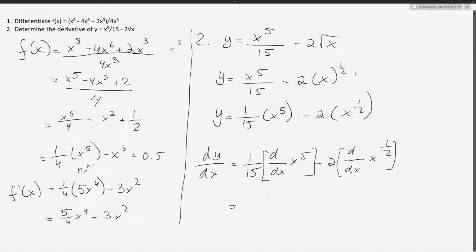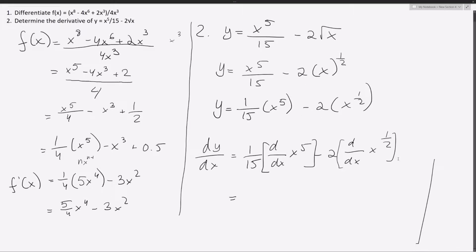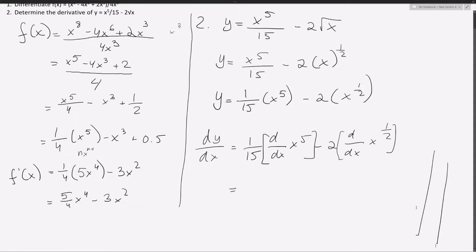So this right here would give us the following. Again, using the power rule, the derivative of x to the power of 5 equals 5x to the power 4. So 5x to the power 4 minus 2. And the derivative of this one might seem a little bit more tricky, but it's not, because remember, the formula is nx to the n minus 1. So our n value is 1/2. Our x value stays the same, and then n minus 1, so 1/2 minus 1 is negative 1/2.